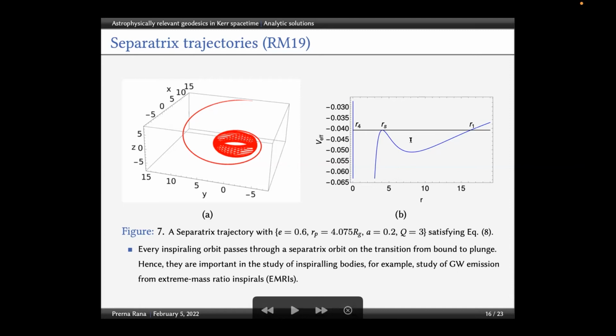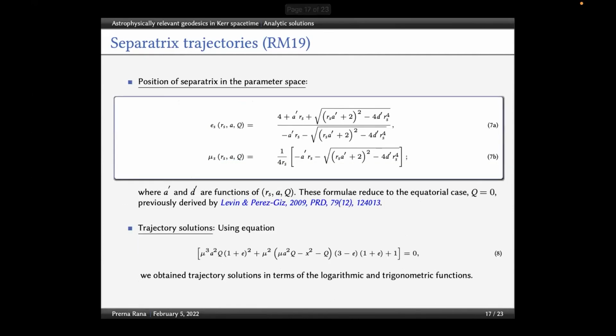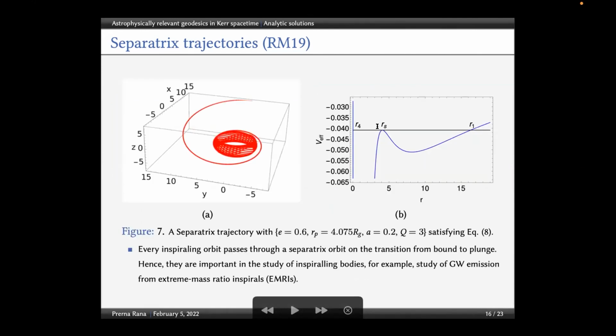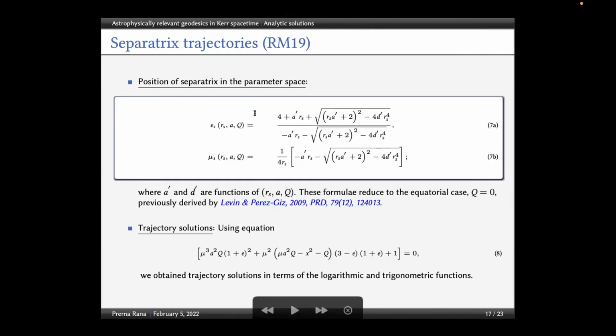And why are these trajectories important? They are very important in the study of extreme mass ratio inspirals, because when the transition happens from the inspiral to the plunge, the orbit transits through a separatrix orbit. So it's very important to know the position of separatrix orbits in the parameter space, and that's exactly what we have done. We have got very nice closed form formulae for eccentricity and inverse latus rectum for the separatrix orbit as a function of Rs, where Rs is this particular point for the separatrix orbit, which also corresponds to the periastron point of the orbit, and the spin of the black hole and the Carter constant.